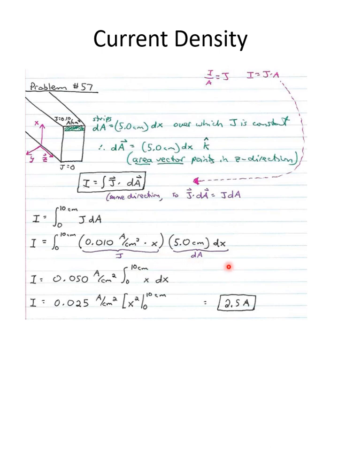Then what about dA? The area of every one of those rectangular strips is the width, 5 centimeters, times dx. So here we have the full integral. Let's factor the constants out to the side: 0.010 and 5 centimeters, which leaves us with 0.050. What's left inside is the integral of x dx, with limits from 0 to 10 centimeters. We integrate, x dx becomes 1/2 x squared, and I've moved the 1/2 out to the side, making it 0.025, times x squared from 0 to 10 centimeters. When you plug all that in, you get a current of 2.5 amperes.